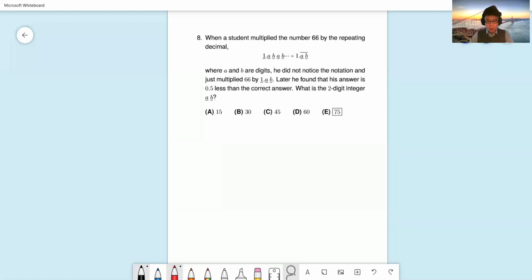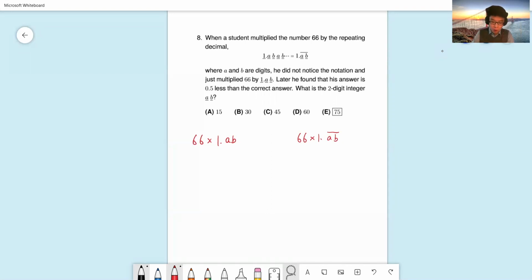Question 8. A student multiplied the number 66 by a repeating decimal, but he did not notice the repeating notation. He just multiplied 66 by 1.AB. But actually, the correct calculation should be 66 times 1.AB repeating. And his wrong answer is 0.5 less than the correct answer.